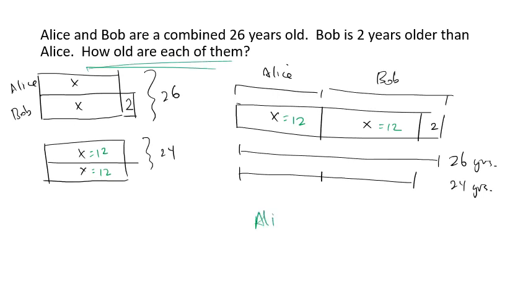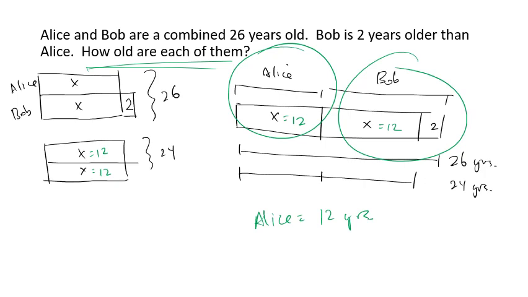And so we can see Alice here is 12 years old. And then Bob is 2 years older. So Bob is the 12 and the 2. So Bob is 14 years. And so we can check the original problem and make sure that everything checks out. So they're combined 26 years. That's correct. 12 and 14 makes 26. So they're the correct combined age. And then Bob is 2 years older. So Bob is 14, Alice is 12. So both the criteria from the problem check out.